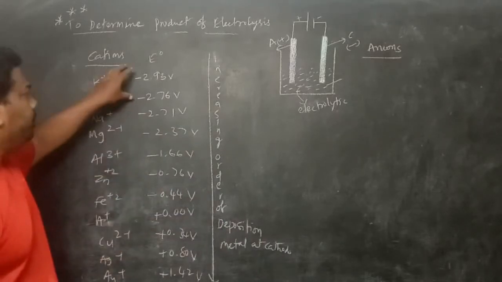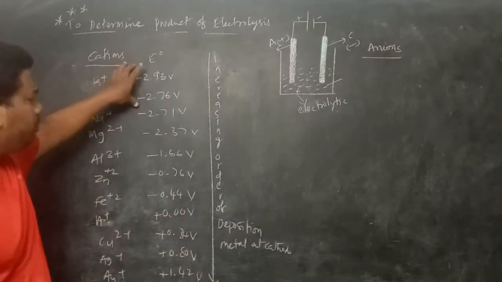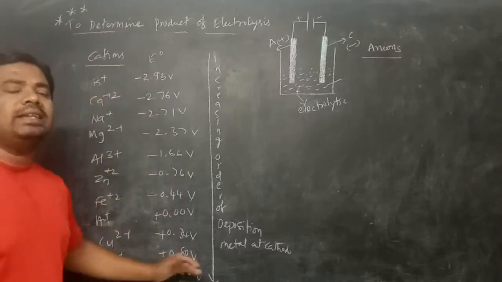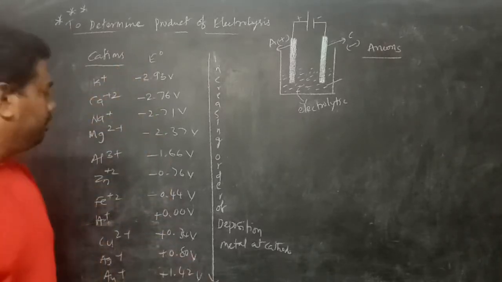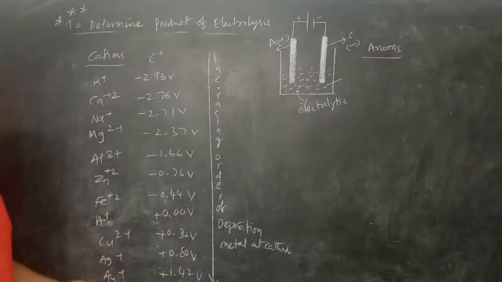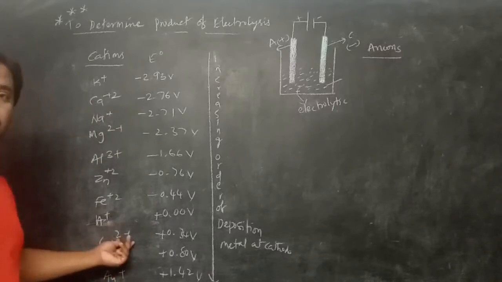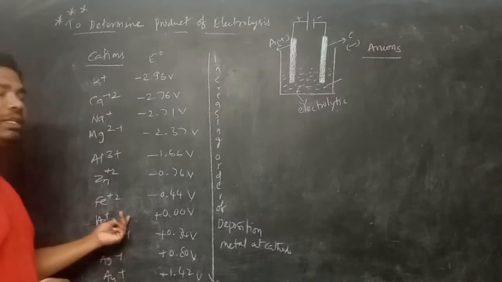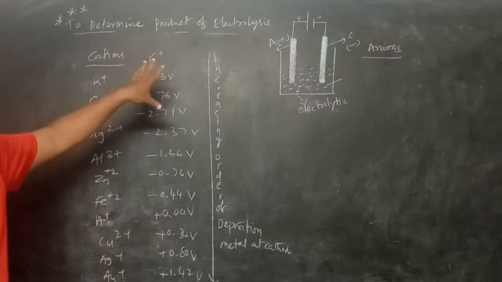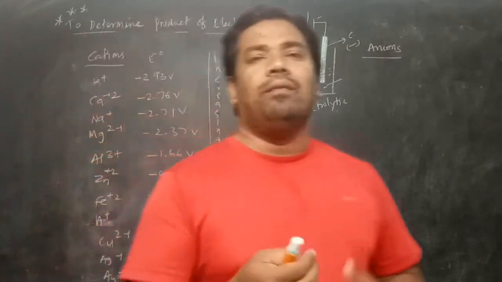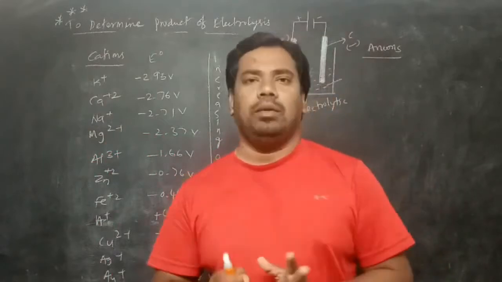Here the standard reduction potential values increase from top to bottom, so the ease of deposition of the metal increases. For example, in this series Au+ will be deposited first, then Ag+, then Cu2+ and H+. So the metal ion which has the higher reduction potential will be deposited first. That is very important.